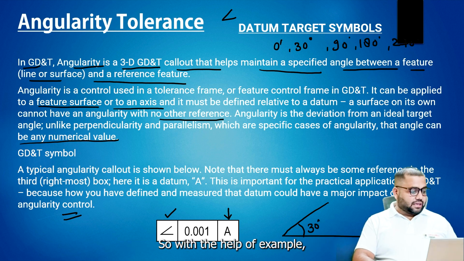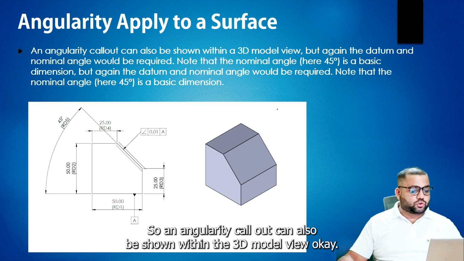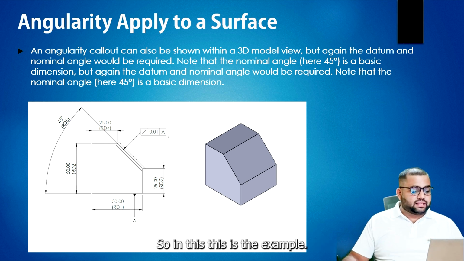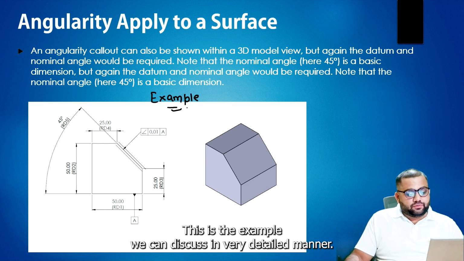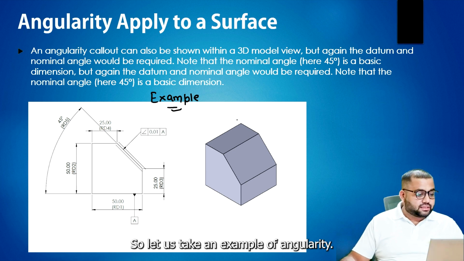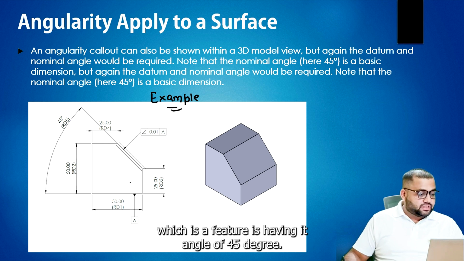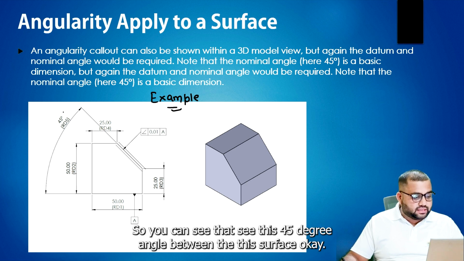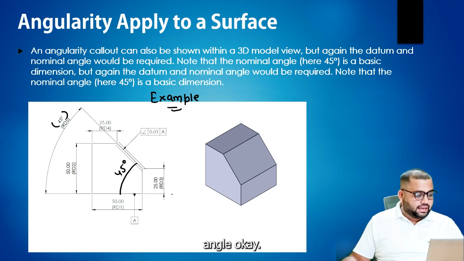With the help of an example, we will understand this. An angularity callout can also be shown within the 3D model view. We can discuss this example in a very detailed manner. Let us take an example of angularity. Here is a planar surface, which is a feature having an angle of 45 degree. You can see this 45 degree angle on this surface.